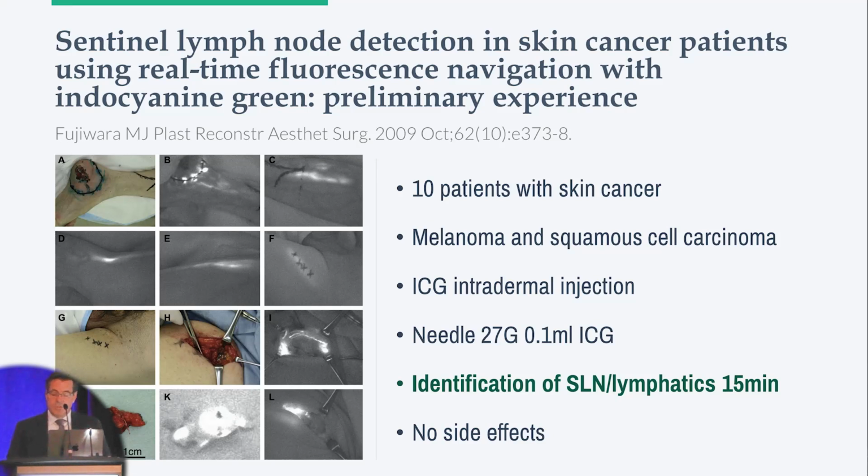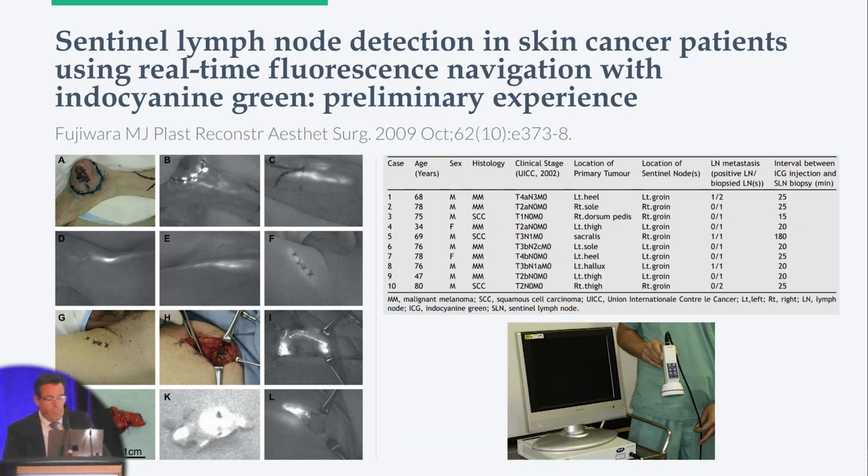Initially, this technique was applied to detect sentinel node in skin cancer. The cameras, as you can see, were quite rudimentary, featuring a small basic monitor and a large bulky camera unit devoid of any advanced technology. Despite this, the lymph node identification rate was almost 100%.